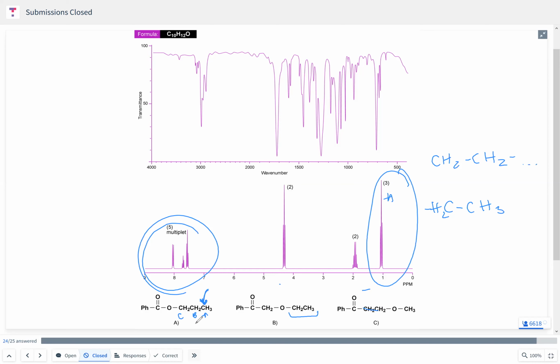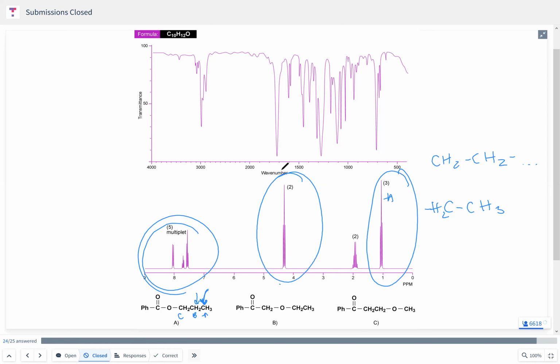Now, our B protons have 2 neighbors and 3 neighbors, right? So that would be 2 plus 1, which is 3, times 3 plus 1, which is 4, which gives us 12 peaks. That's not what I see here. But again, it could also be that their coupling constants are really close together, and so we're not seeing 12 peaks. So I'm going to skip over that for now.